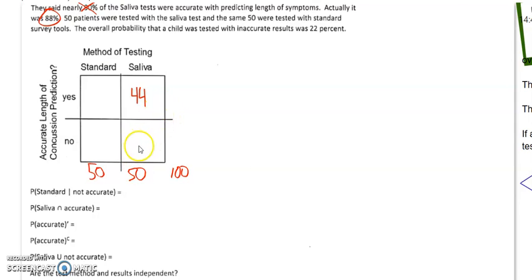And then just doing the quick math, just subtracting to make sure it adds up. Then they said the overall probability that a child was tested with inaccurate result was 22%. Overall is standard and saliva combined, so 22%. So 22 out of the 100 it came up inaccurate. So then backing in to math over here and then backing in to this one. Now we have our table. Ooh, and one more last thing. Checking it, 78, checking it this way, checking it this way. It's like Santa Claus checking it twice.